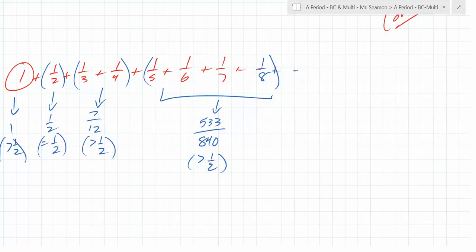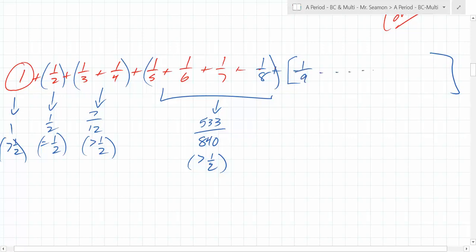No, it's first show that each group is bigger than 1/2. Oh, okay. So then what's the next one? How many does it imply you go to? 1/9 all the way up to what? 1/16. And then what do you have to show? That this is greater than 1/2.